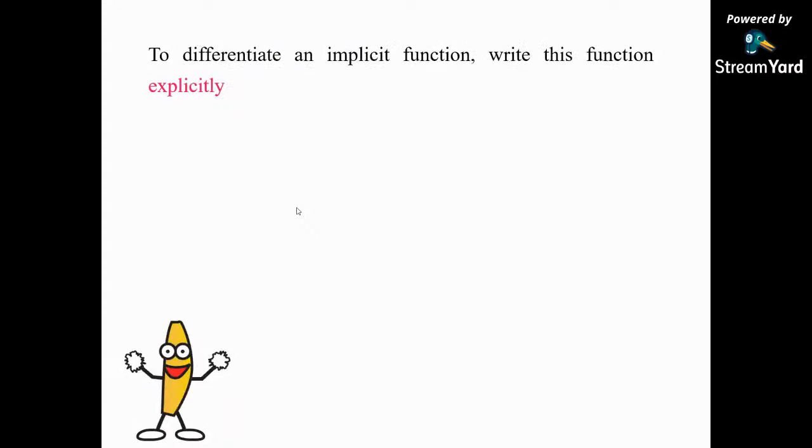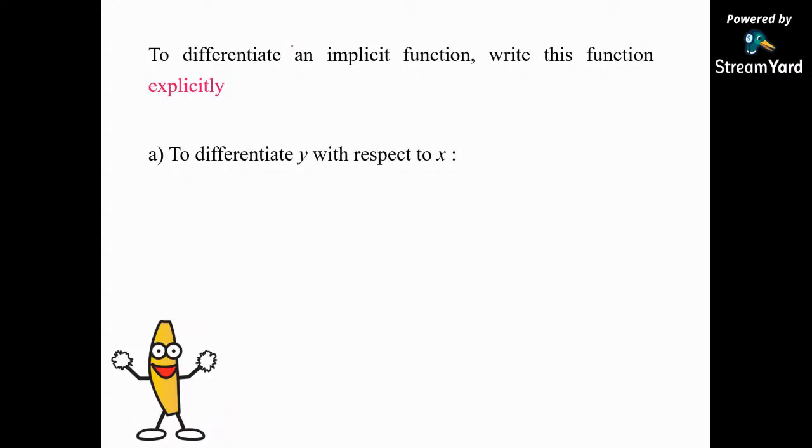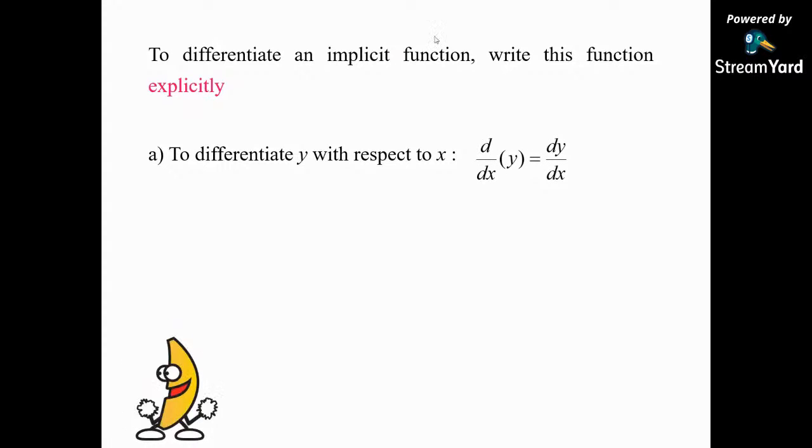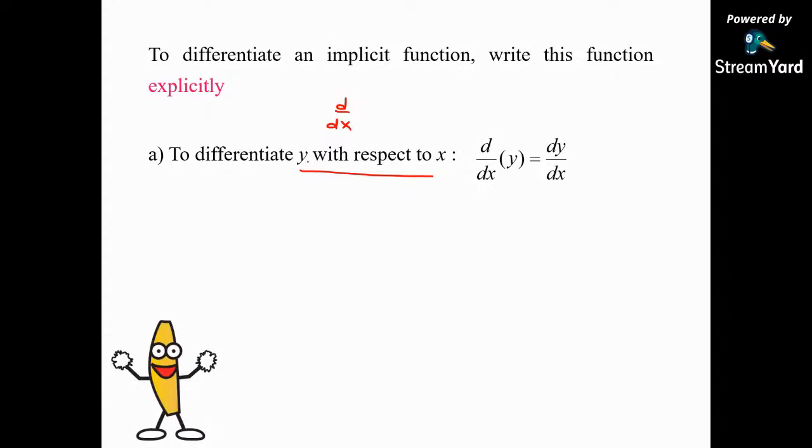Right, so to differentiate an implicit function, we're going to write it down explicitly. For example, let's say we want to differentiate y with respect to x. What does it mean? We want to differentiate with respect to x, so it should be d over dx. The function that we want to differentiate will be on the right hand side. So this is d over dx of y, and the answer for this is simply dy over dx.